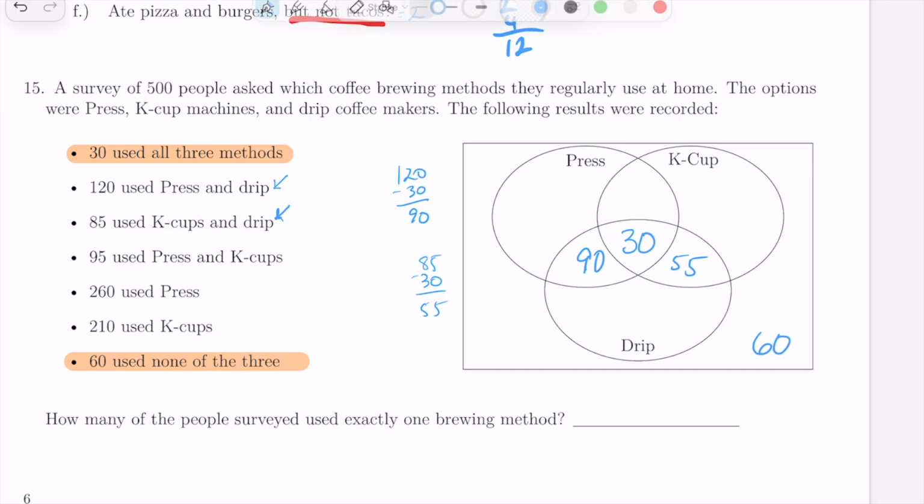Next, we have 95 people used press and K-cups. So press and K-cups is that overlap. Press and K-cups should have 95 people total, but I've already got 30. So if I subtract those 30, that's how I can figure out that 65 people belong right there.